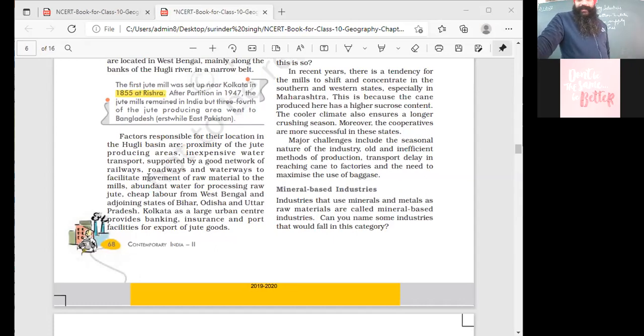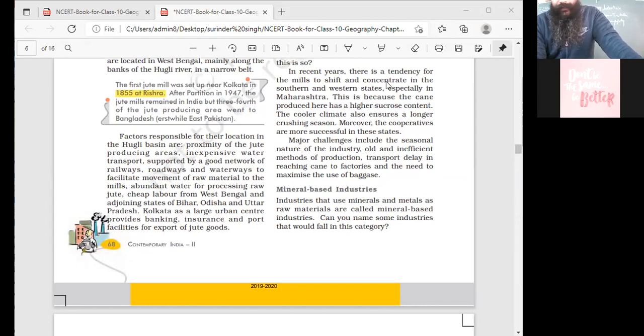Fourth, inexpensive waterways for transporting raw jute and jute products through rivers. India's longest inland waterway on the Ganga river from Allahabad to the Hooghly is situated in this region, through which raw jute and jute products can easily move towards the Kolkata port. Infrastructural facilities, banking, insurance, finance, power supply, and the support of a good railway and roadway network were supportive of the growth of jute industries in northeastern regions of West Bengal.